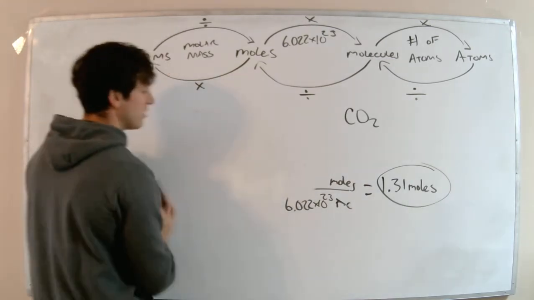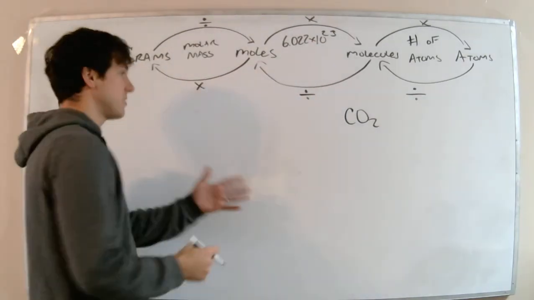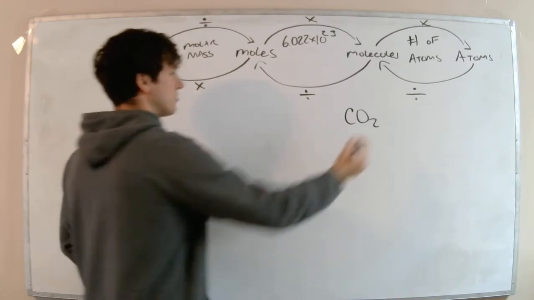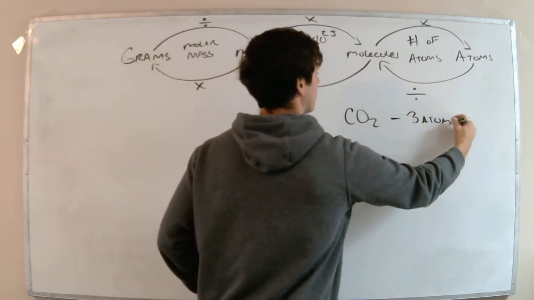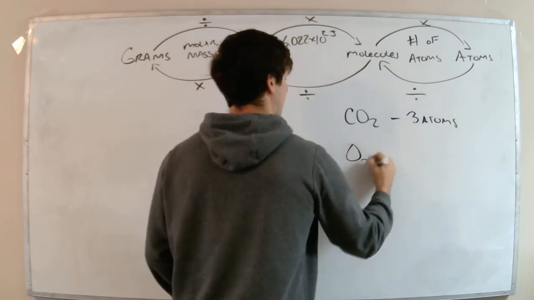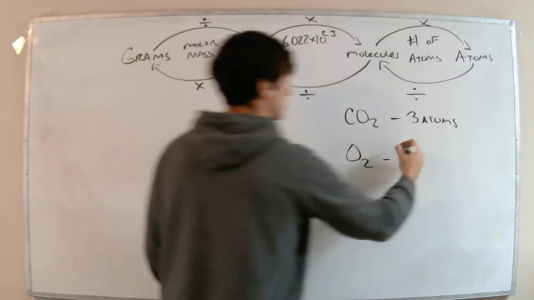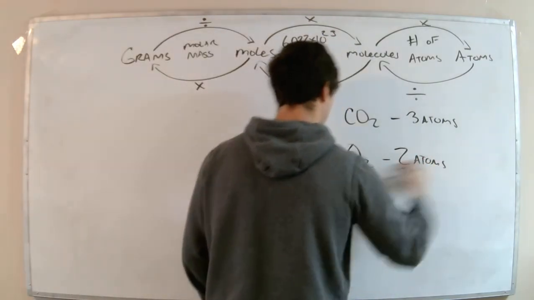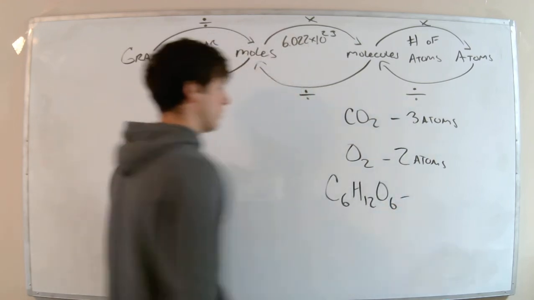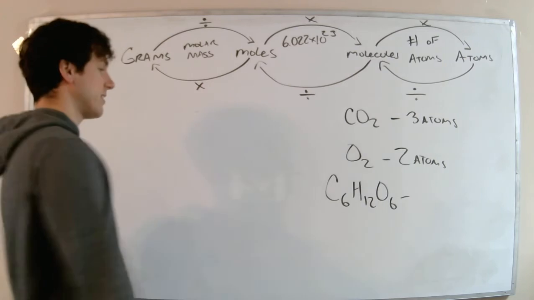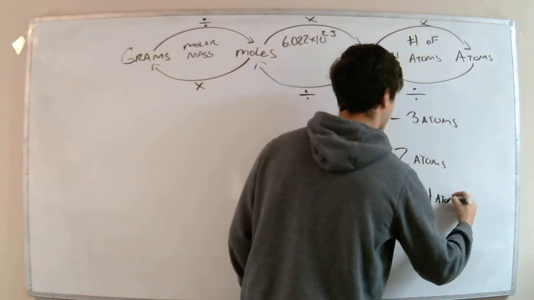If I look at CO2, remember, atoms are just elements. How many atoms are in CO2? Well, there's 1 carbon and 2 oxygens, so there are 3 atoms. How many atoms are there in O2? 2 oxygens, 2 atoms. What about C6H12O6, which is sugar? How many atoms are in that? 6, 12, and 6, there are 24 atoms.